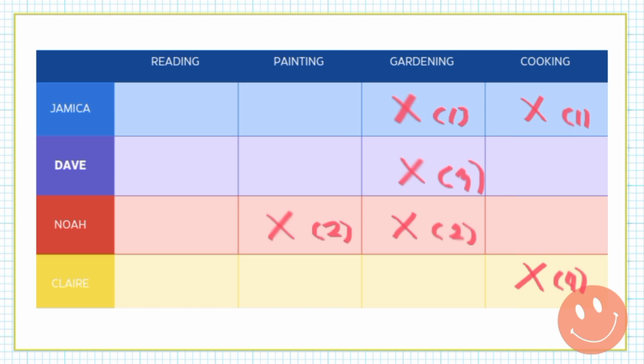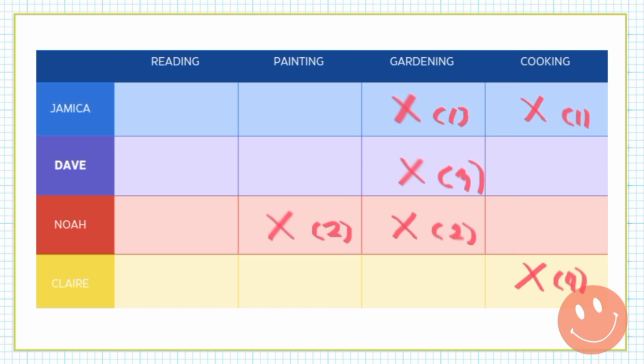So we have to look back. Maybe we missed something. Let's go back to our 4 clues. The first clue says Jamaica does not like gardening or cooking, so we eliminated gardening and cooking for Jamaica, leaving her with reading and painting as possible hobbies.